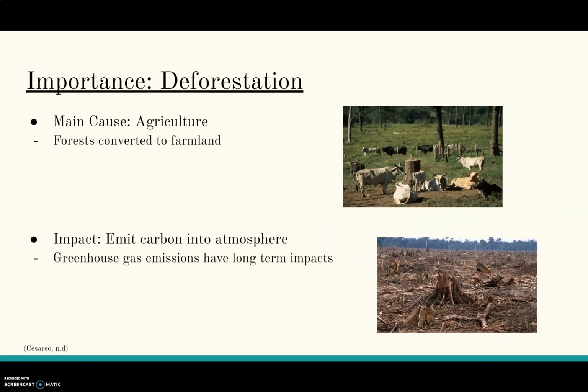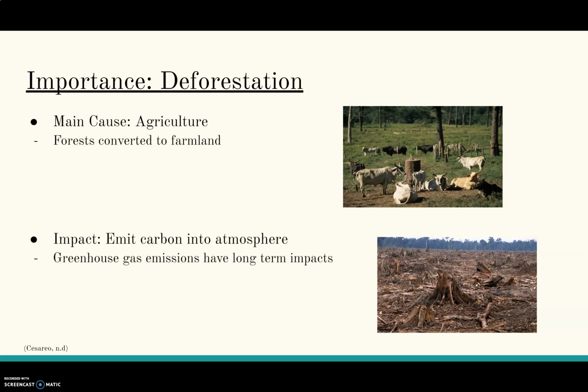Well, why does this matter? The importance of the ability of forests to store carbon can be better understood by the impacts of deforestation, which is when forests are cut down. The main cause of deforestation is conversion to agriculture. Basically, as human population grows, there is more need for food and agricultural products like soy and palm, so forests are being cleared to make farmland.